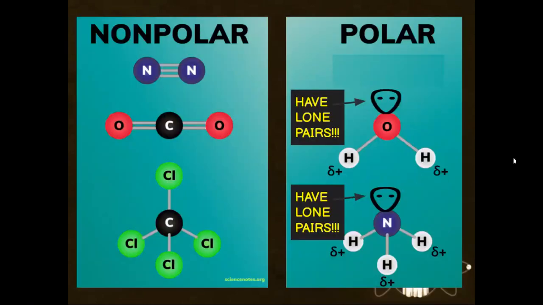So we have nonpolar on the left. Here we don't see any lone pairs. And on the right side, we have polar, and these are the lone pairs we're going to be talking about. We only care about them on the central atom, not on the outer atoms, but they're just a pair of electrons that aren't connected to any other atom or any bond.